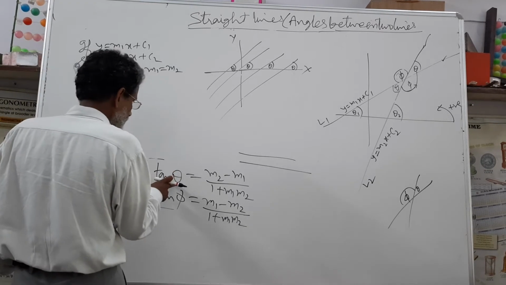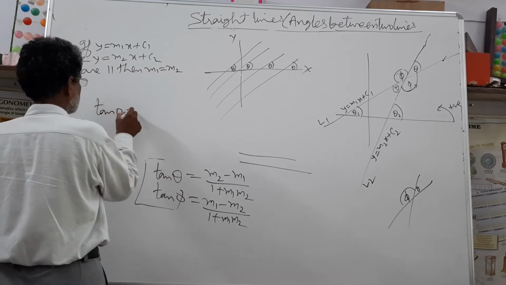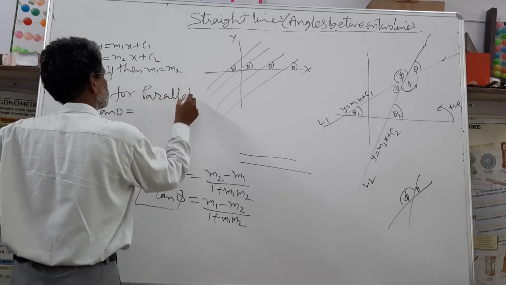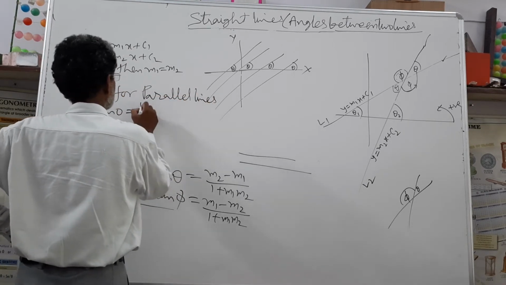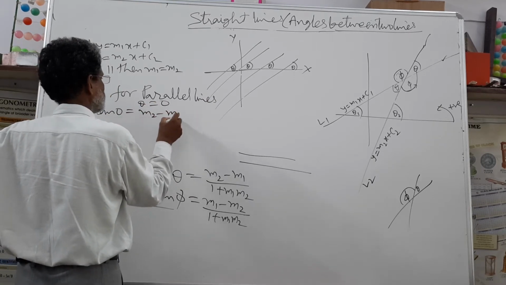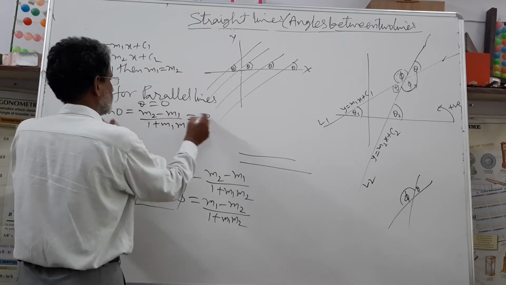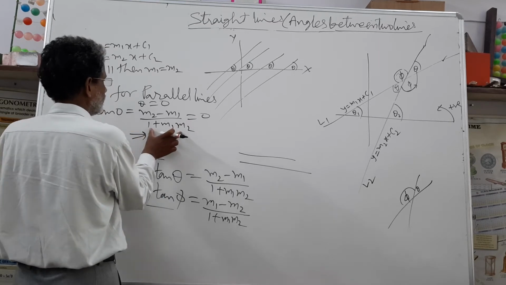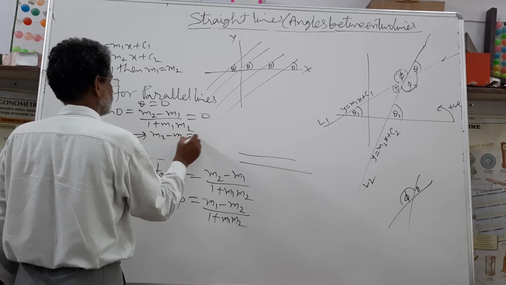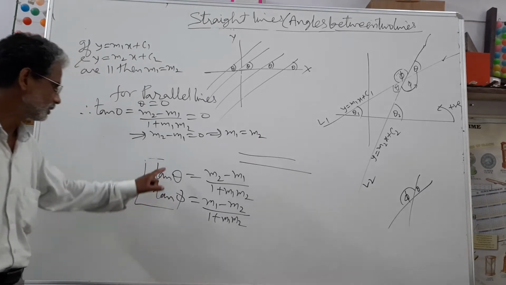If you put theta equal to 0 here for parallel lines, then tan 0 is equal to m2 minus m1 upon 1 plus m1 m2. Tan 0 equals 0. This implies the denominator multiplied by 0 becomes 0, so m2 minus m1 is equal to 0, implies m1 is equal to m2.